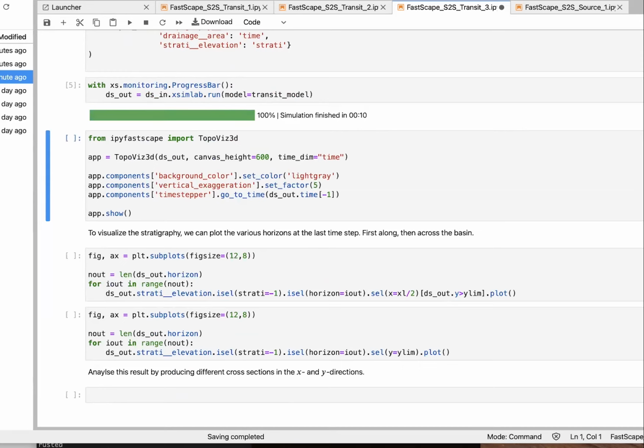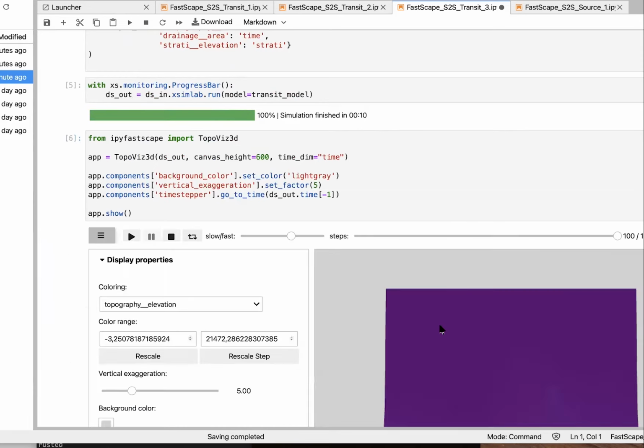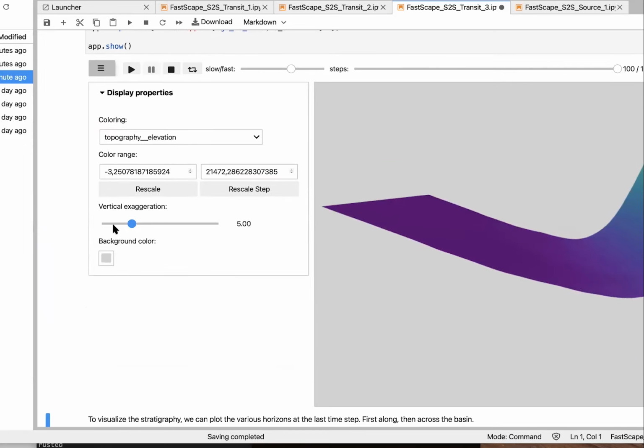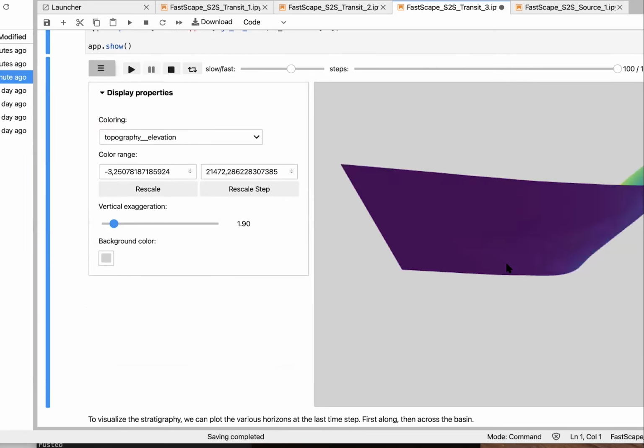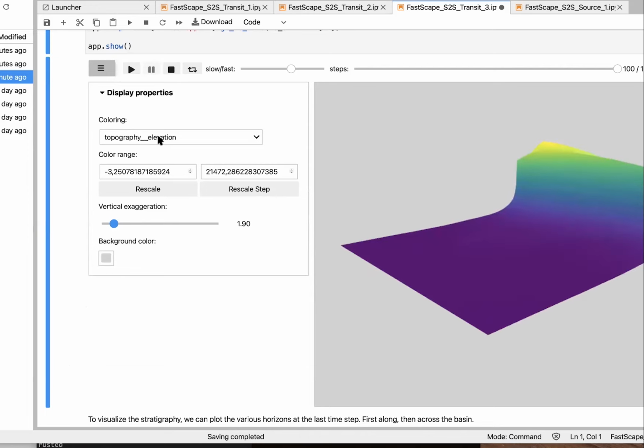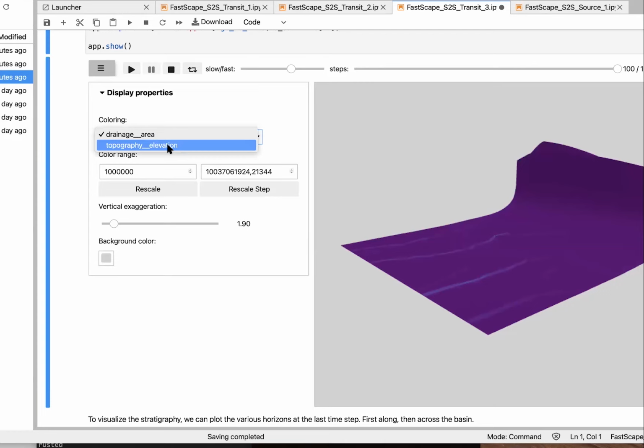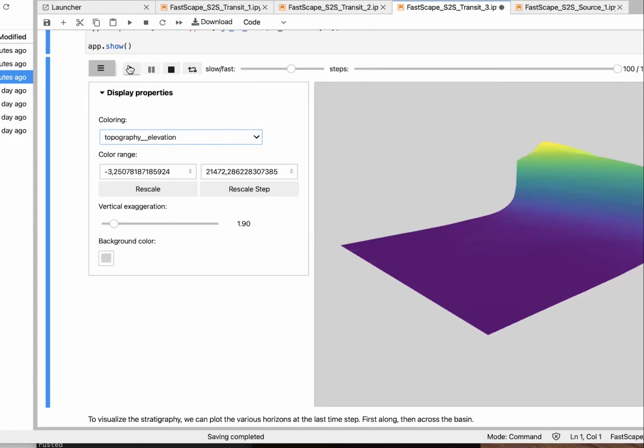So if I use again my visual 3D tool, well, again, this is a lot of vertical exaggeration. I'm going to decrease it a bit. I can look at this. I can look at the drainage area. Okay, I cannot in this 3D view look at the stratigraphy. I can only look at the surface topography. So it's still pretty boring. It's just the surface. Okay, it's looking at a basin, but I can't look inside the basin because I only see the surface. So I need to look at the stratigraphy.